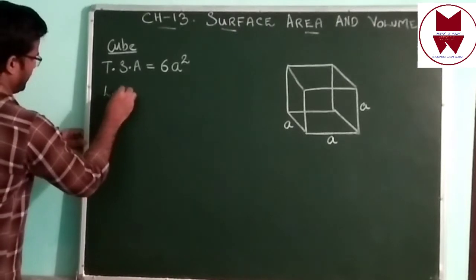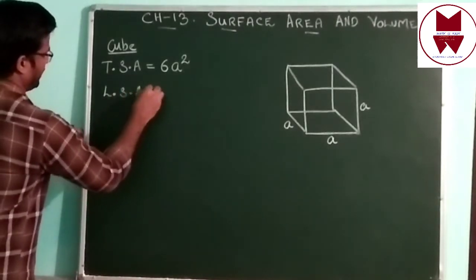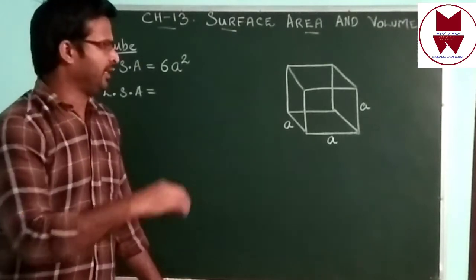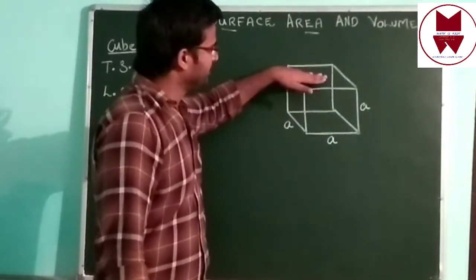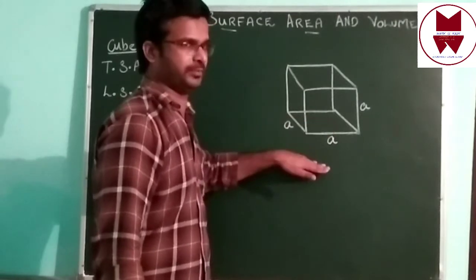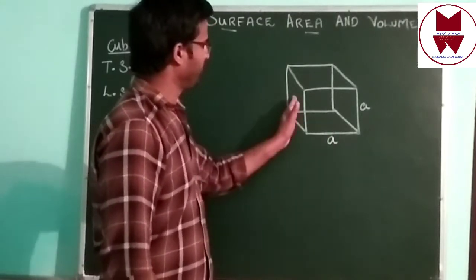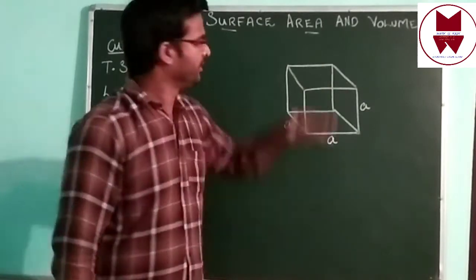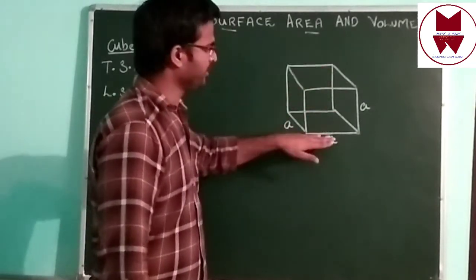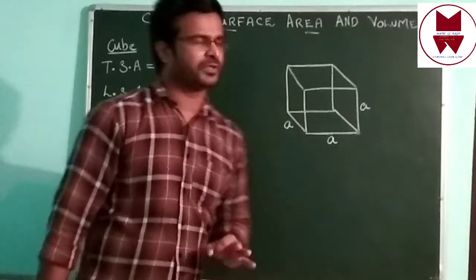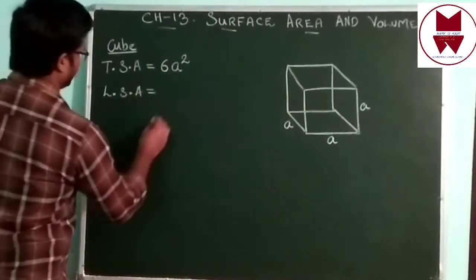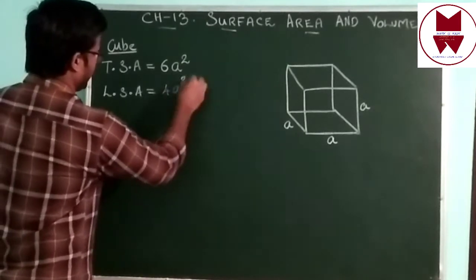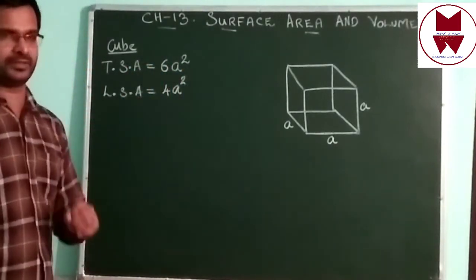Next, LSA. LSA means lateral surface area. Lateral surface means just leave the top and bottom. Then remaining how many faces? 1, 2, this side 3, then 4. Total 4 faces, isn't it? We cannot consider top and bottom. Then remaining 4 faces. Lateral surface area we can write 4A square. A square means area of one face, total 4 faces.